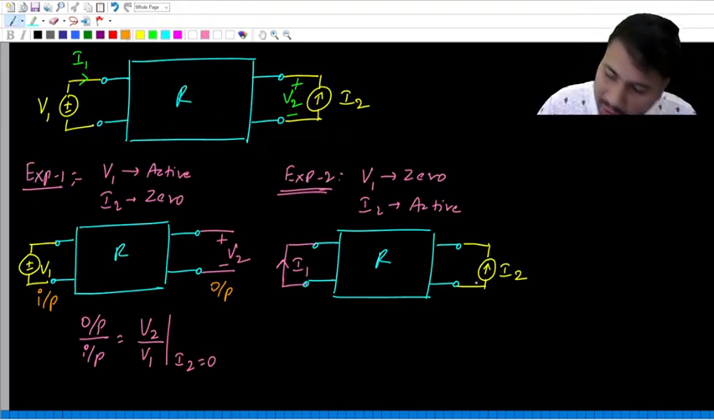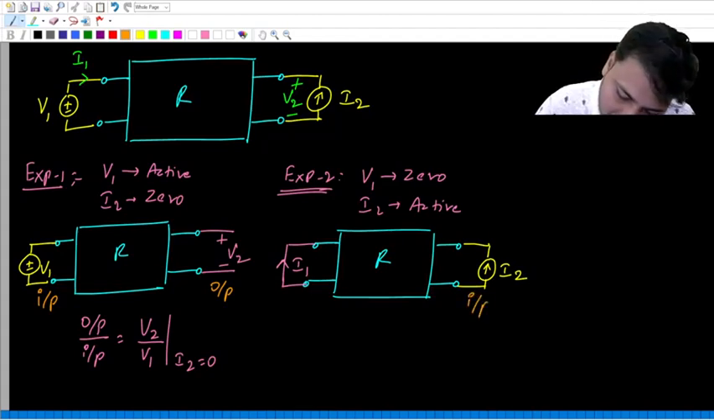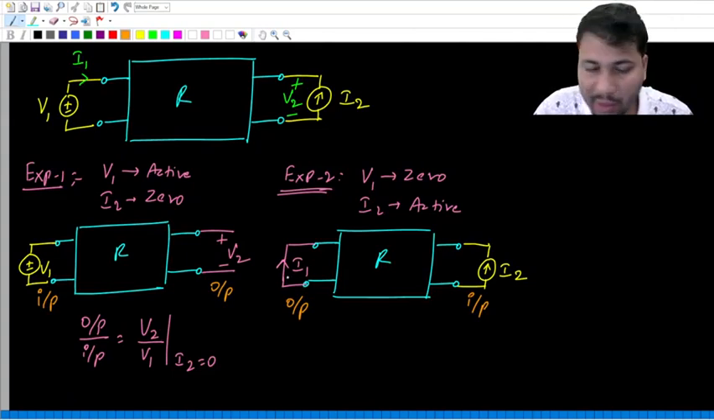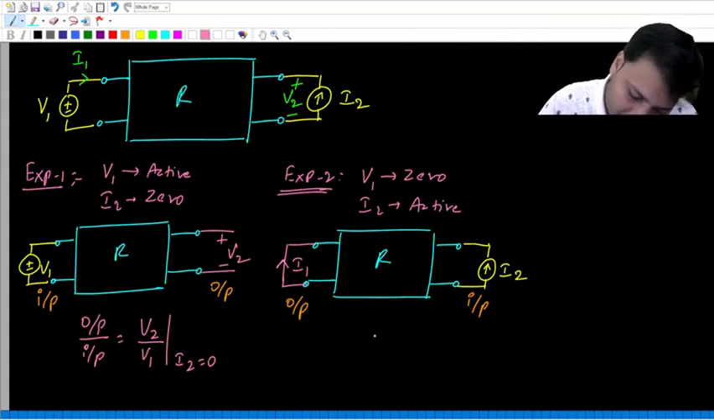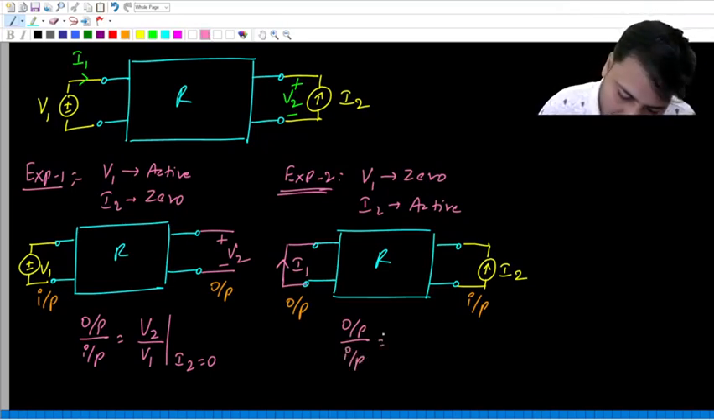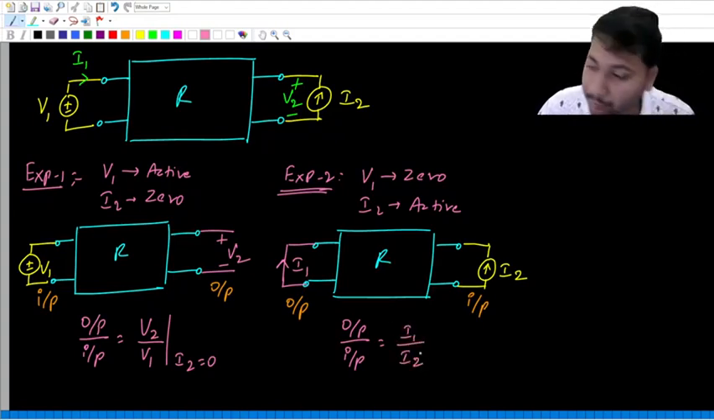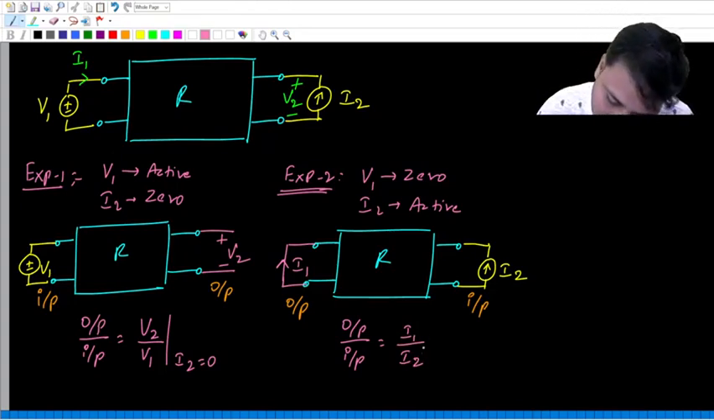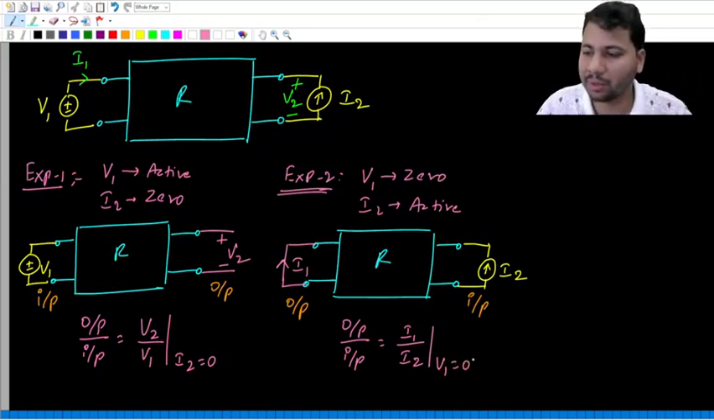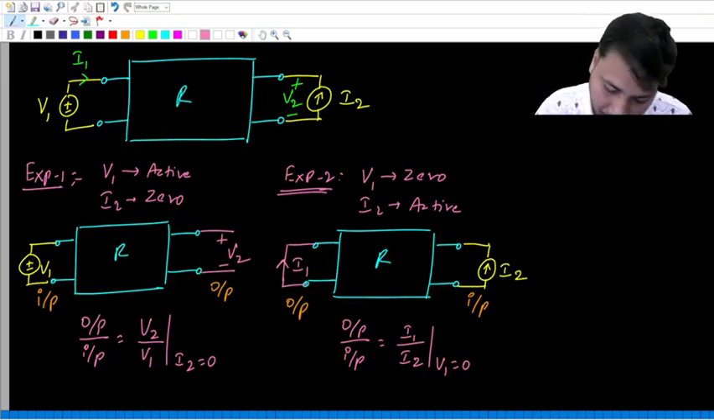Now again, the independent source is present on the right side. So the right side is the input, and whatever short circuit current we measure at the left side becomes the output. We always take the ratio of output to input. What is the ratio of output to input? It is I1 by I2, when V1 is made 0.